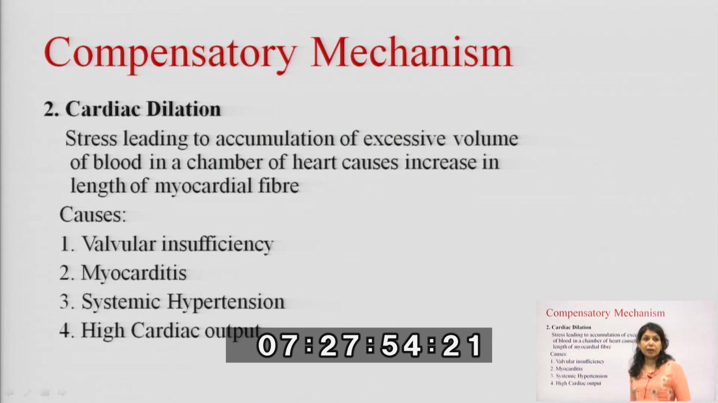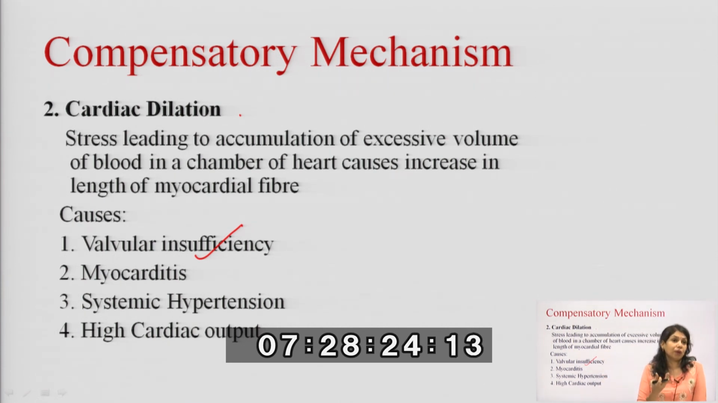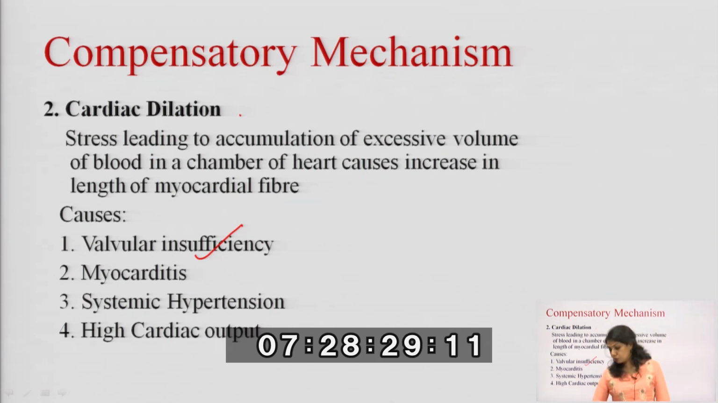Another compensatory mechanism is cardiac dilatation. Cardiac dilatation is stress leading to accumulation of an excessive volume of blood in the chamber of the heart, and that leads to increase in the length of the myocardial fiber. So, cardiac dilatation is also a compensatory mechanism. The causes may be valve disease, where the valves are not functioning properly, or myocarditis, inflammation of the myocardial layer, hypertension or high cardiac output.